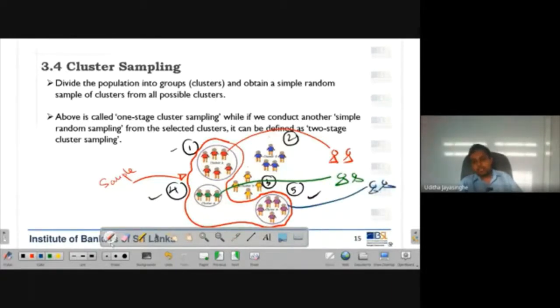Now, this particular sample will be named a 2-stage cluster sampling. Inside the cluster, you practice another random sampling, and then you select the final sample.